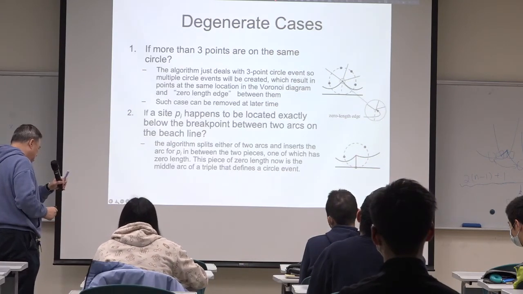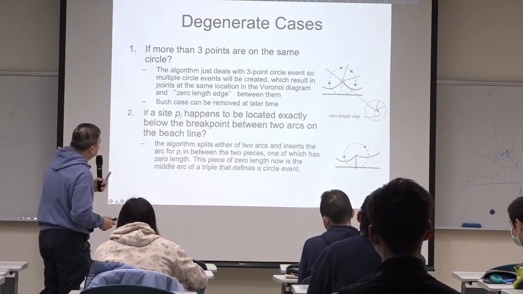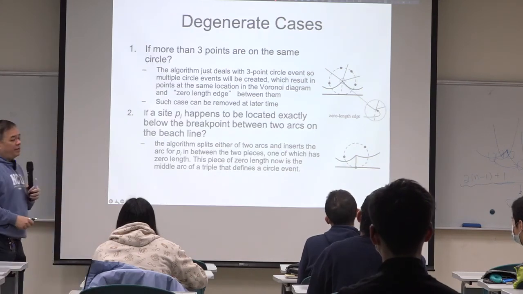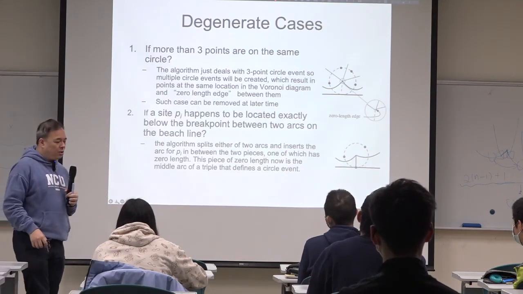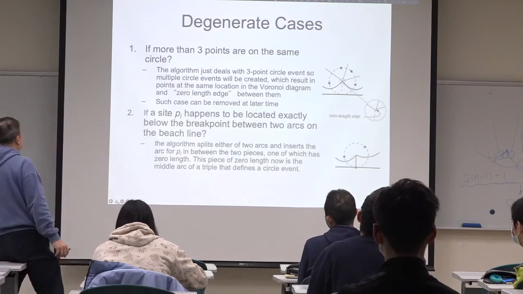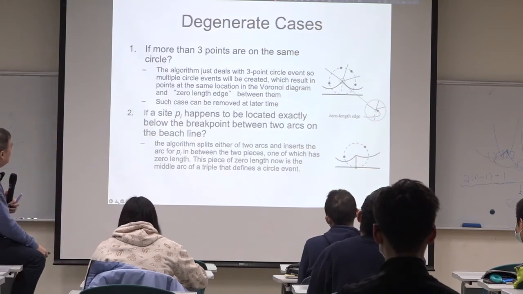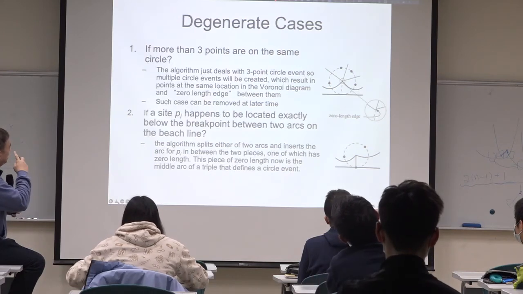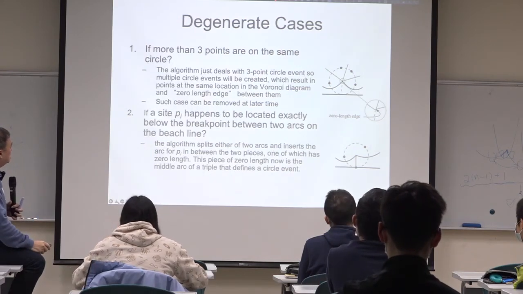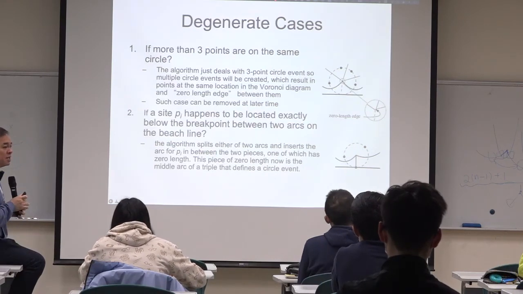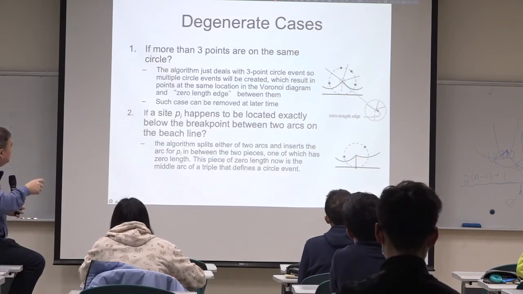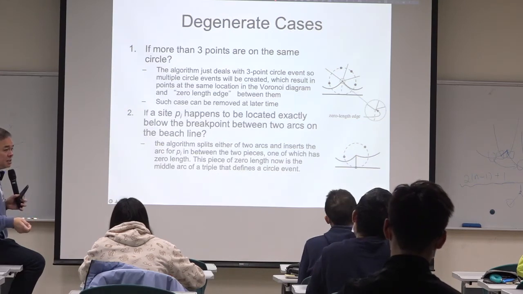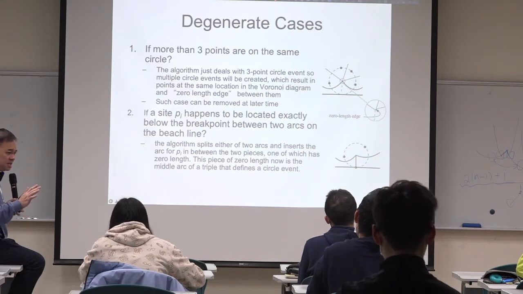We have only a little bit more than 5 minutes. So far we have talked about all the regular cases. There are two degenerate cases we could consider here. If we have more than 3 points on the same circle, it is possible, right? But what happens? In fact, the algorithm doesn't need to change anything.